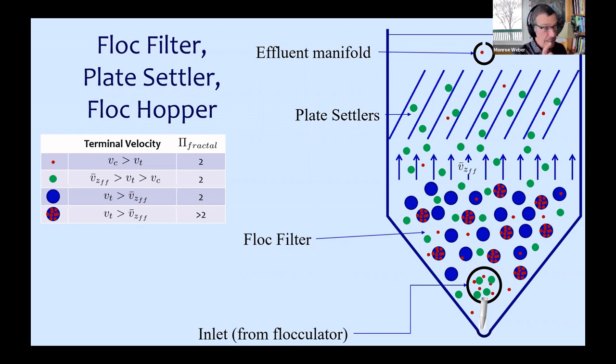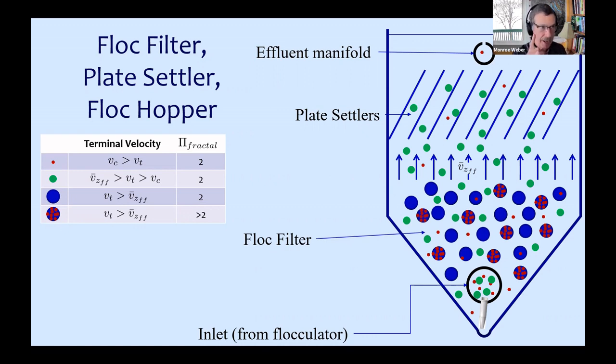But the blue guys, if we take a blue guy and we break it and turn it into a green one, that will increase the concentration of small flocs that can settle. And so they will be going up through this supernatant. So there is evidence at really high energy dissipation rates that the jet at the bottom of the floc filter breaks up blue flocs and turns them into flocs that get caught by the plate settlers.